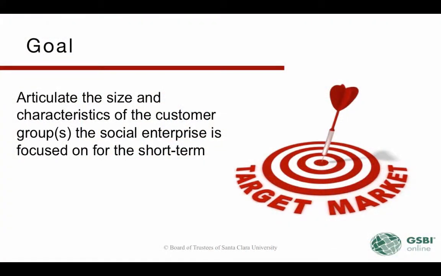Welcome back. So for this portion of the Module 3, we're going to talk about market segmentation. And this really gets to the point of knowing your customer, knowing who your customers are and which ones are the most likely to adopt your product or services, and then be able to move to different segments after you've made the initial penetration. So the goal here is to articulate the size and the characteristics of those customers or groups that the social enterprise is focused on in the near term.